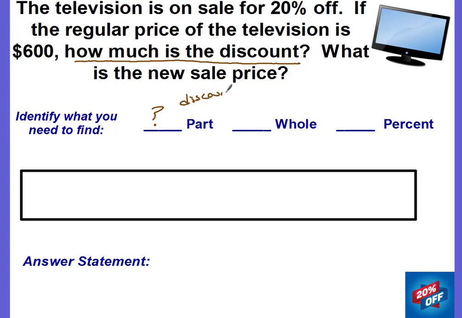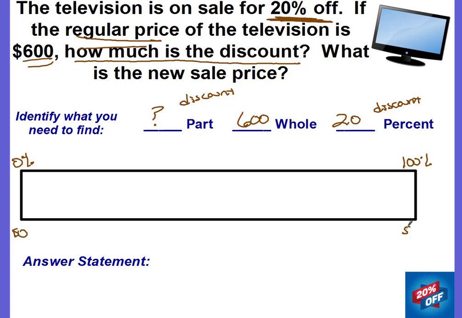The discount. What information are we given? That it's on sale for 20% off. This 20% represents the discount. And we know that the regular price of the television is $600. That is your whole. Okay, check. Do the part and the percents describe the same thing? Yes, they both describe the discount. So let's do our labels. We're going to go from 0% to 100%. And we're talking about money, so 0 money, and the regular price of the TV is $600.